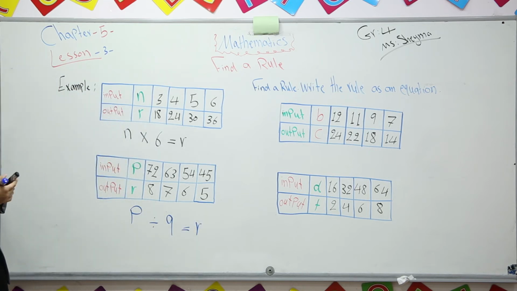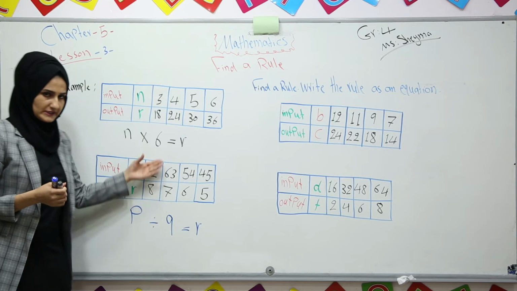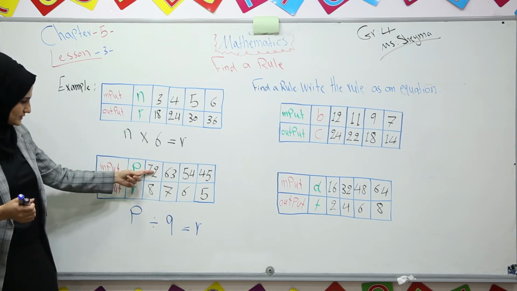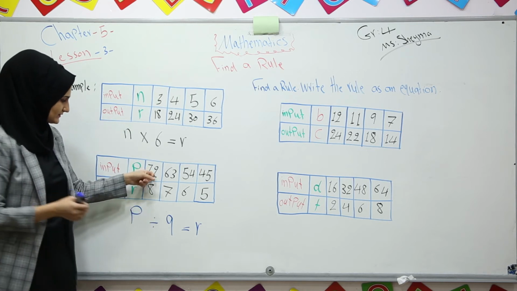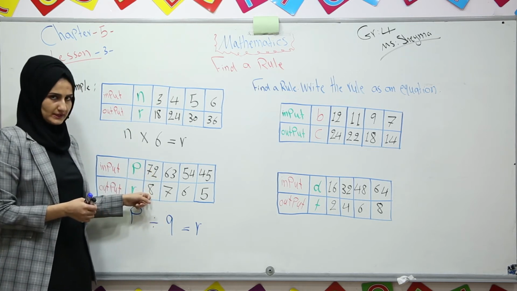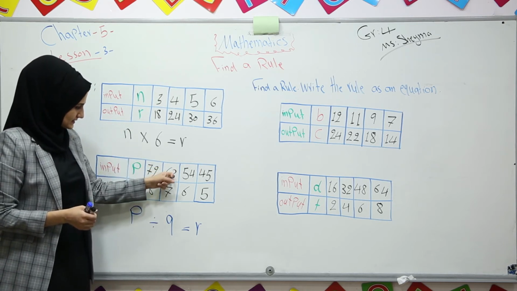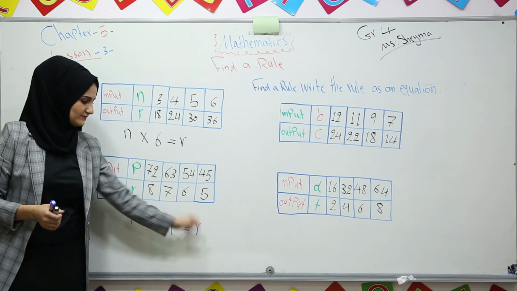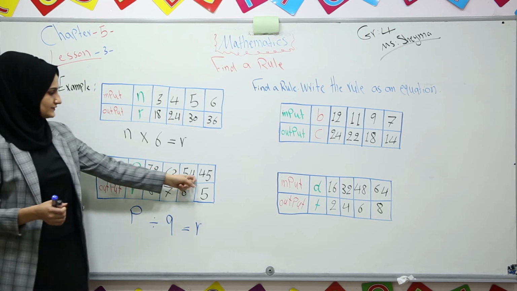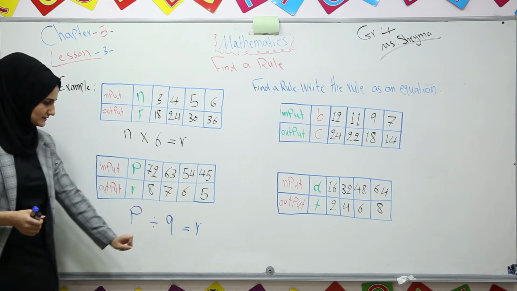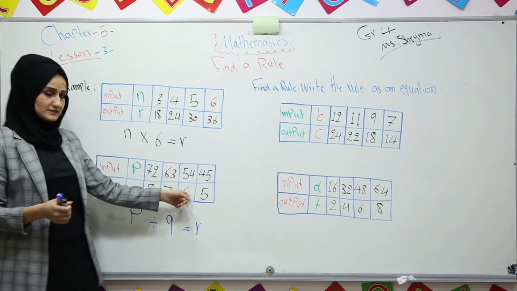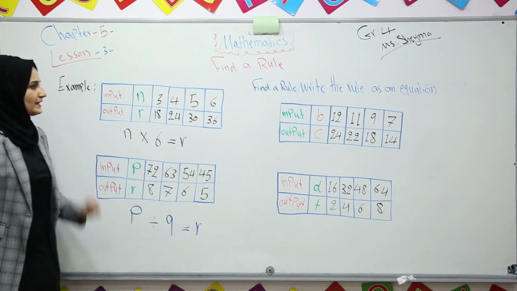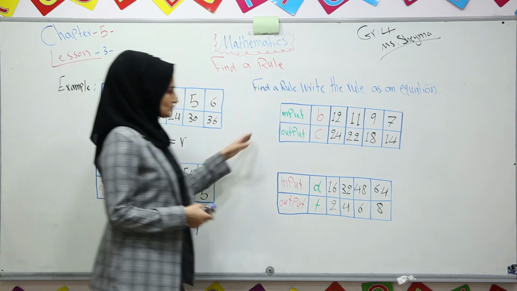So let's test this rule on each pair. How? Our input 72 divided by 9 is equal to 8. That's right. 63 divided by 9 is equal to 7. That's right. 54 divided by 9 is equal to 6. Again, our output is 6. That's right. 45 divided by 9 is equal to 5. We have this other equation.